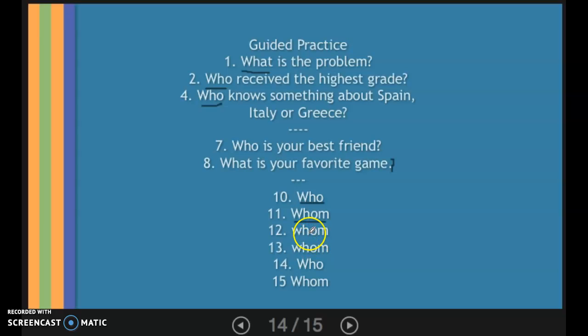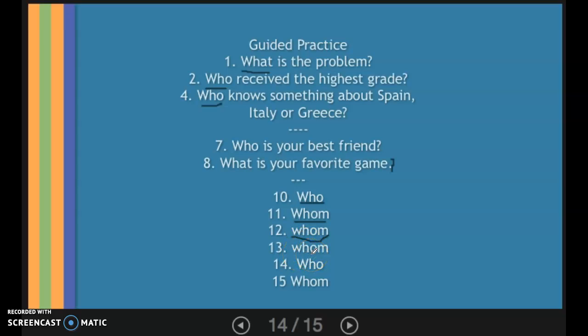Number 12, to whom should Daniel send the message? This is actually a difficult one. To whom is not the subject. This is not the subject, even though it's the beginning of the sentence, so they want you to think it's the subject. But Daniel is actually directing out the verb, so Daniel would be sending the message, and that's going to be the subject. So, whom is going to be it.